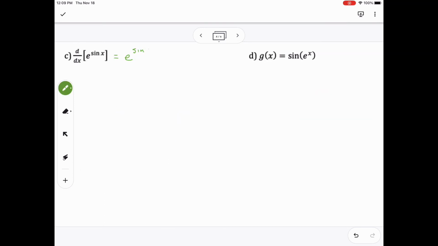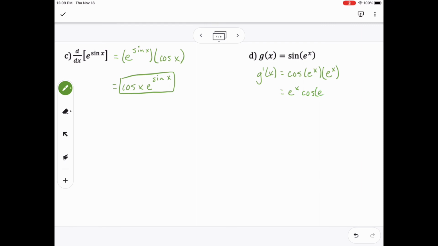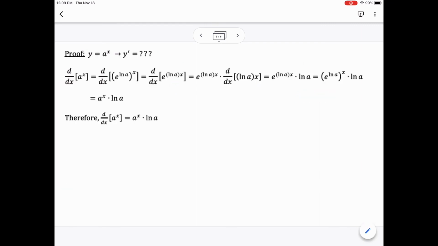So letter C, I have e to the sine of x. So I take the derivative of the outside, which is just e to whatever is up in the exponent, times the derivative of the inside, in this case the exponent. So I would get cosine of x times e to the sine of x. Here for D, I would take the derivative of the outside, which would be cosine, and then the derivative of the inside of that, e to the x, would just be e to the x. So that would be my final answer.